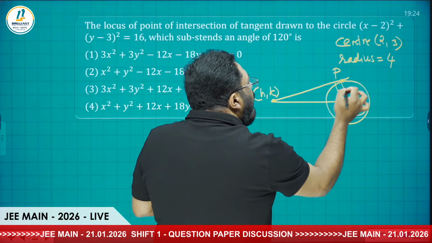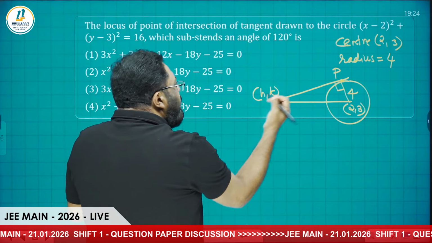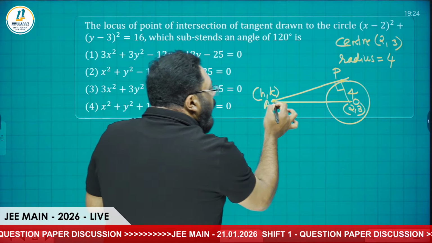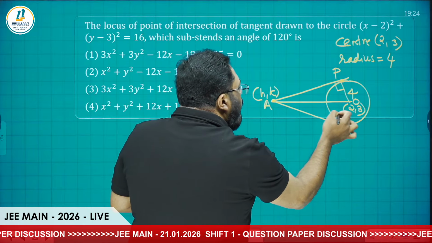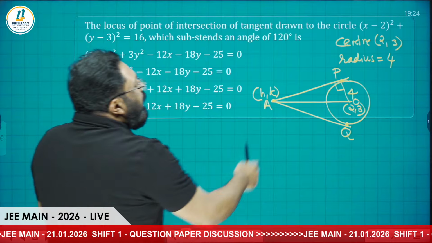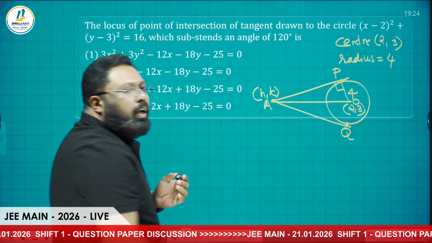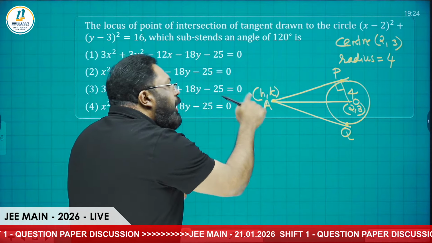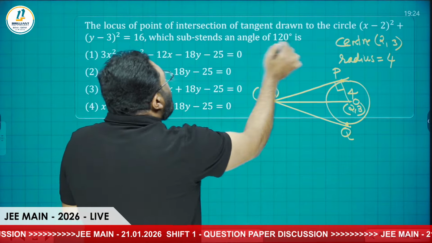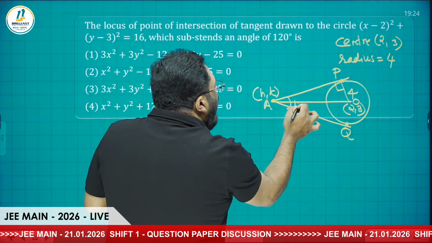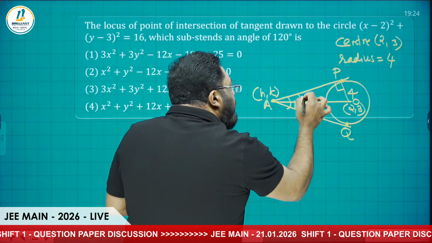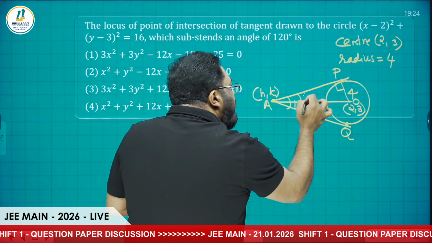This is (2, 3), radius is 4. Let's say this point is O over here and this is A, and we have this situation. Two tangents are possible. They're asking for the locus of the point of intersection of the tangents. Locus means corresponding to (h, k). We can see that the angle between the tangents is 120 degrees, and this line always bisects this angle and makes it 60 degrees.